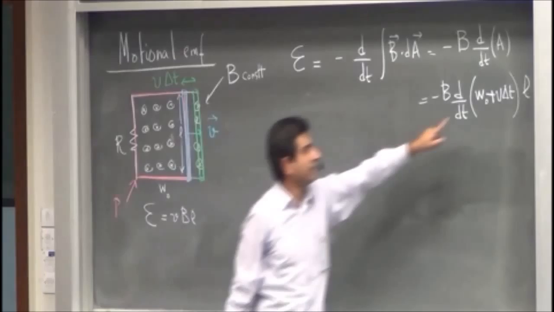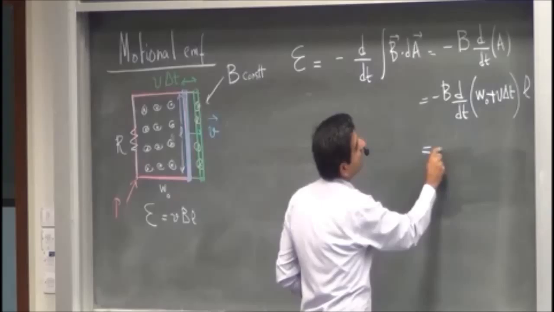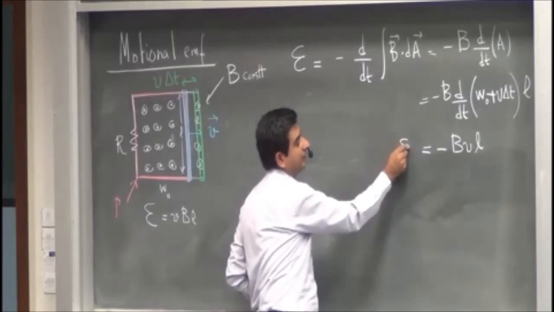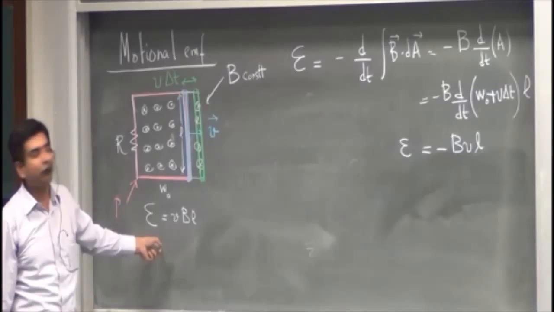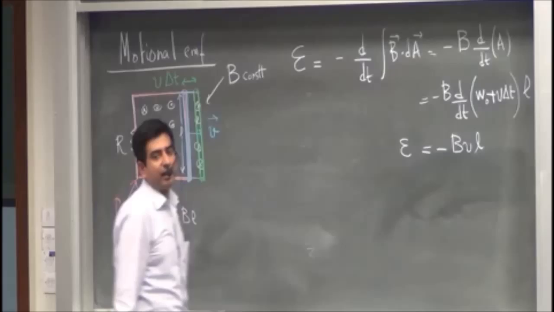This is the time-dependent area because with time the area is increasing and the new length becomes W naught plus V delta t. This length, however, remains the same, so I have written W naught plus V delta t into L. Now take the time derivative. W naught is just a constant. I get minus B V L, the EMF. This is exactly the same result as this.